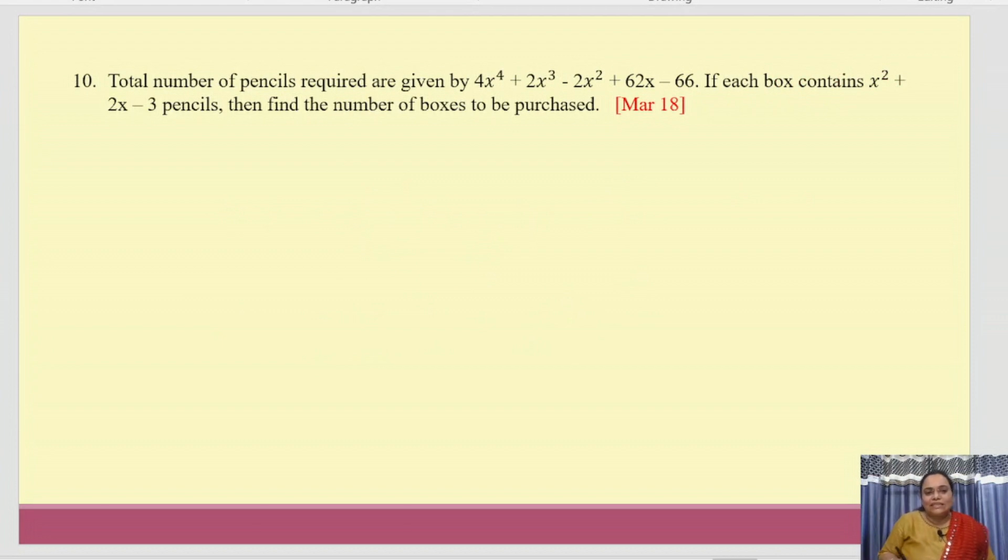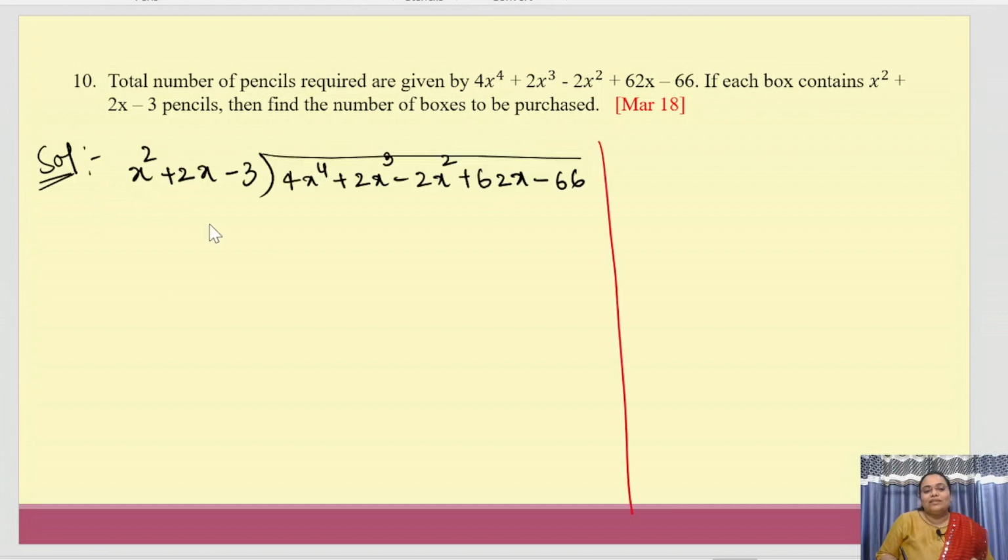So, let us see the next question. The total number of pencils required are this one. This is the polynomial he has given. This is the total number of pencils required. If each box contains this number of pencils, okay, then we need to find the number of boxes to be purchased. So, we need to divide these two polynomials and find the number of boxes to be purchased.